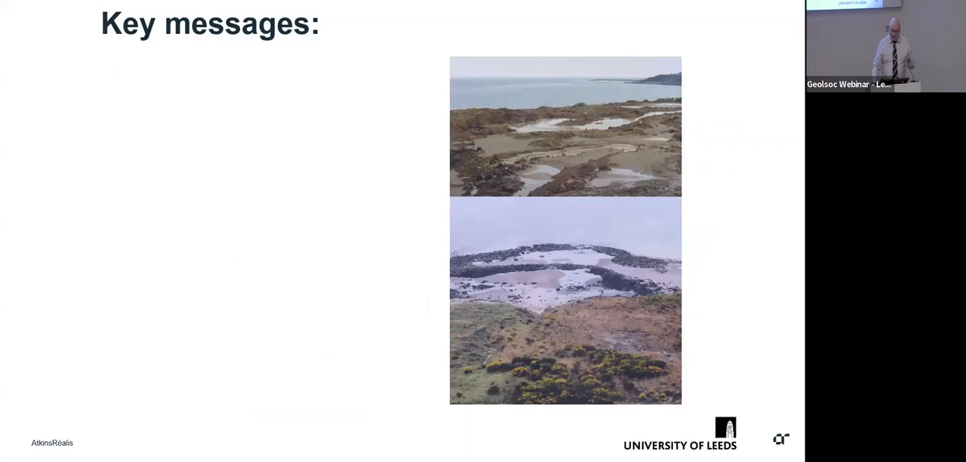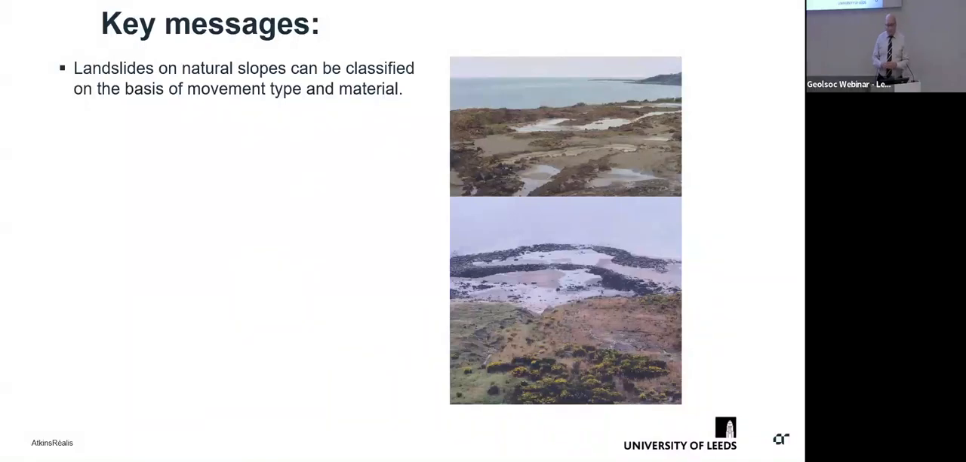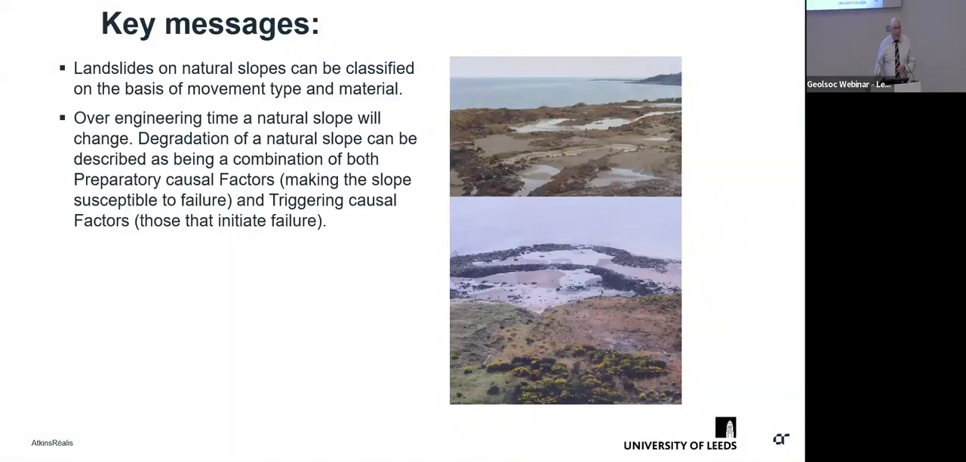So there's a few key messages to take away from looking at landslides on natural slopes and how they can be classified. There's a number of ways in which we can do it. We have opted for the Hungr classification scheme because of the benefits of the wider materials being used and the better description of movement types. We have to recognise, however, that over engineering time, the properties of the slope will evolve in response to the current conditions, or importantly, a changing set of conditions in terms of a changing climate. And that last point is a critical issue.